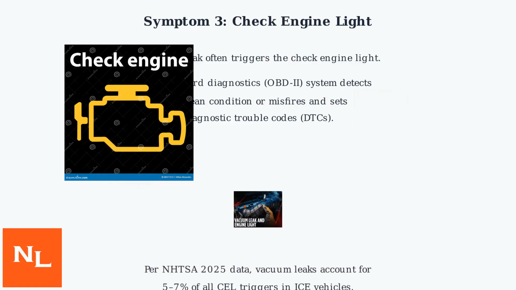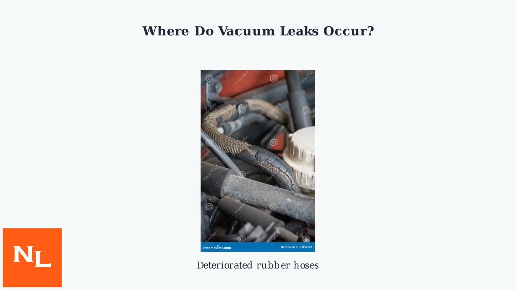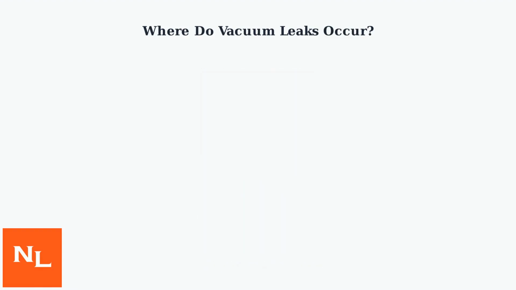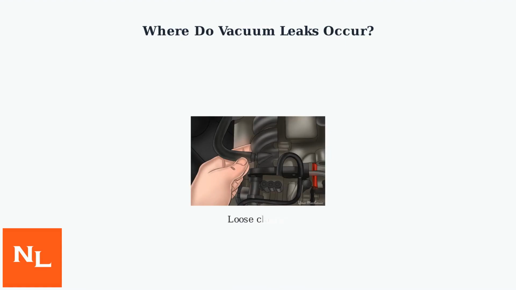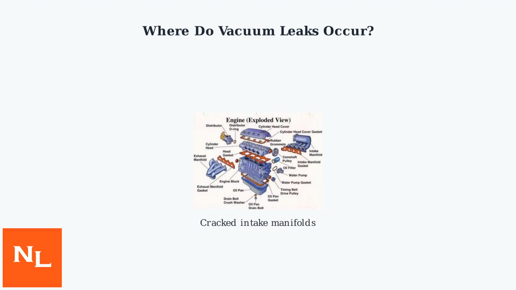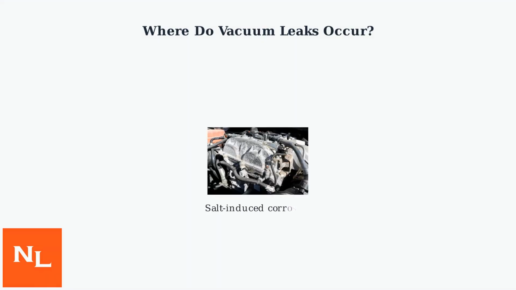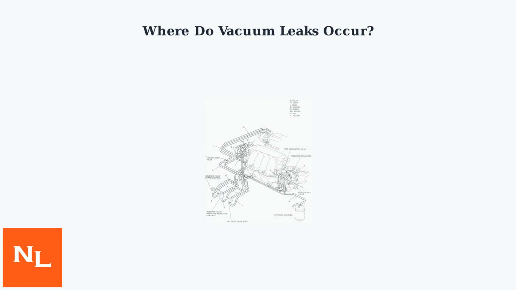Per NHTSA 2025 data, vacuum leaks account for 5 to 7% of all check engine light triggers in internal combustion engine vehicles. Vacuum leaks often occur in hoses, gaskets, and components connected to the engine's vacuum system. Common culprits include deteriorated rubber hoses, loose clamps, cracked intake manifolds, or faulty PCV valves. Salt-induced corrosion is a factor for urban drivers. These components are part of the engine's vacuum system.